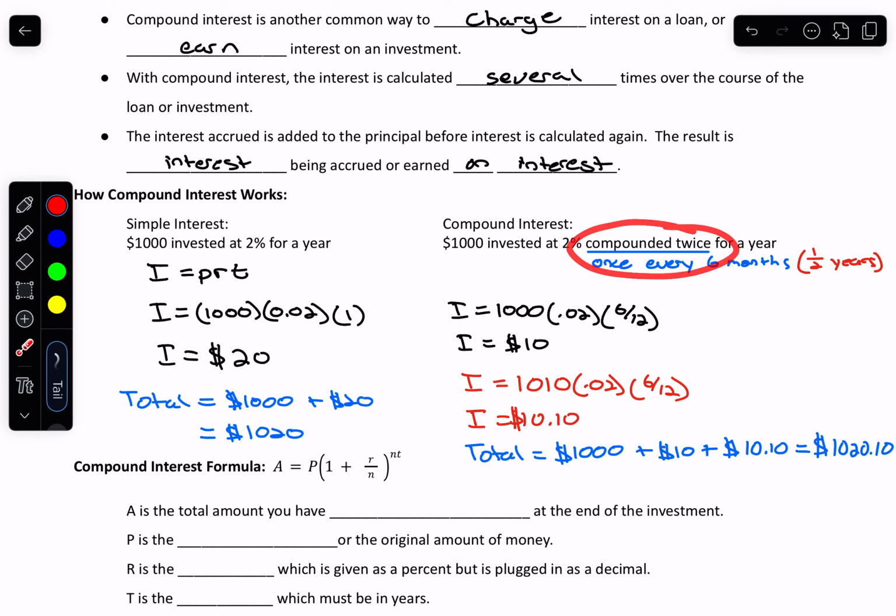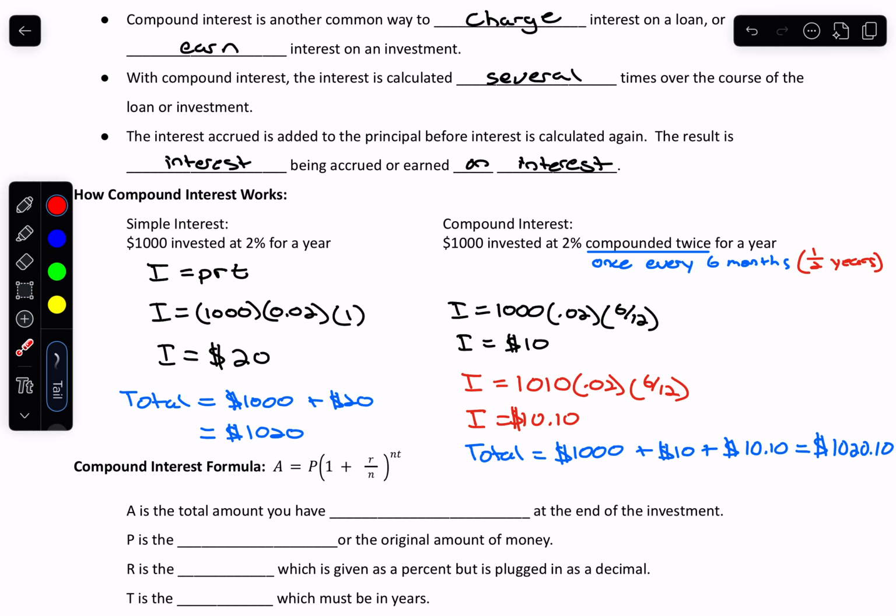we compounded it twice. So at first we earned $10 in interest, and then that $10 right here, this $10 earns an additional 10 cents in interest. So we go from having $1,020 at the end to $1,020.10 because this initial $10 we earned its own interest. That extra 10 cents is from the original interest from the first part.